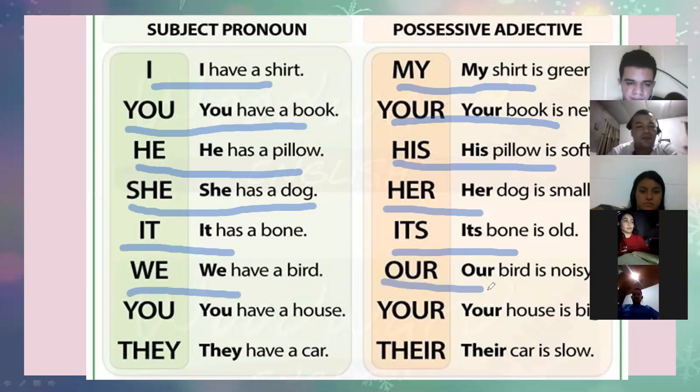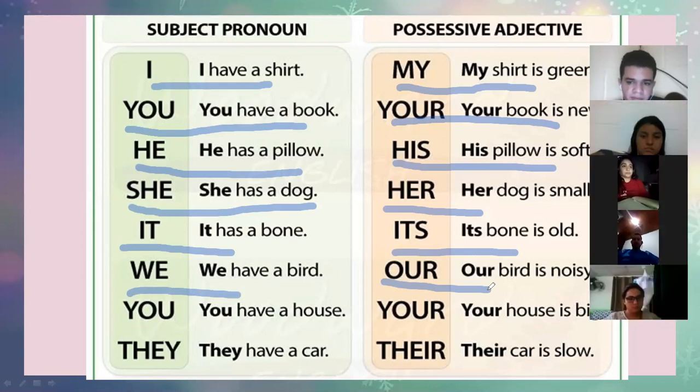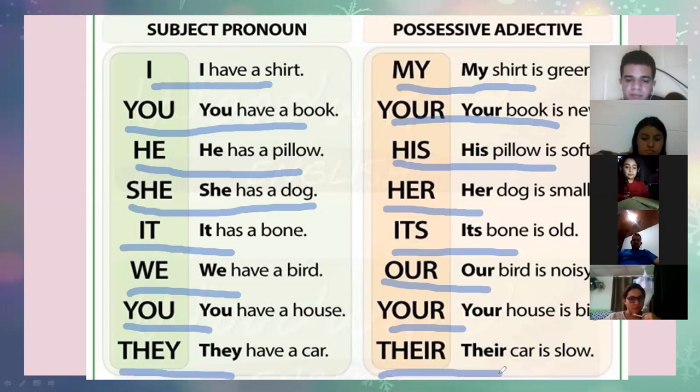Thank you. Ever, help me with the next one, please. We and our. We have a bird. Our bird is noisy. That's right. Eunice, help me with the next one. You and your. You have a house. Your house is big. Correct. Irene, help me with they and their. They have a car. Their car is slow. Thank you very much.